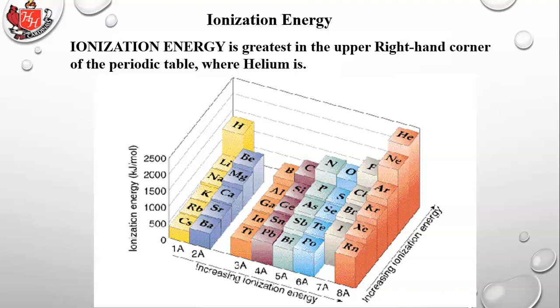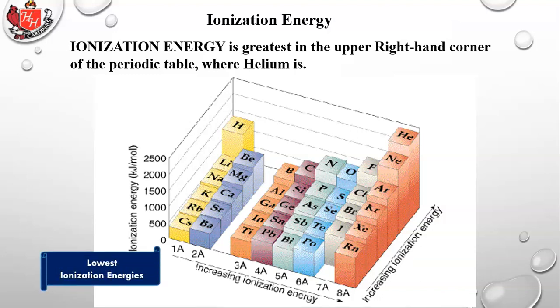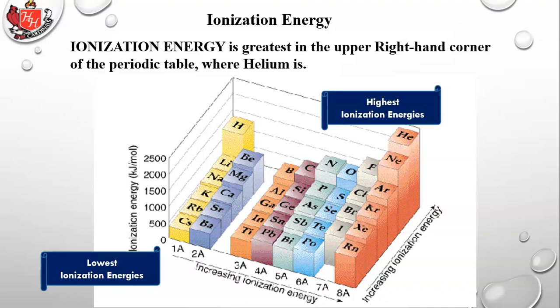Ionization energy is greatest in the upper right-hand corner of the periodic table where helium is. So you can see kind of a perspective diagram of that. And it's lowest on the opposite side of the periodic table, down in the lower left-hand side. That's where the ionization energies are the lowest. That means the elements down on the lower left-hand side, like Cs, cesium, Rb, rubidium, K, potassium, can easily have their valence electrons removed from them. Whereas helium, neon, argon, fluorine in the upper right-hand corner, it's very difficult, almost impossible, to pull valence electrons away from those elements. So lowest ionization energies, highest ionization energies.